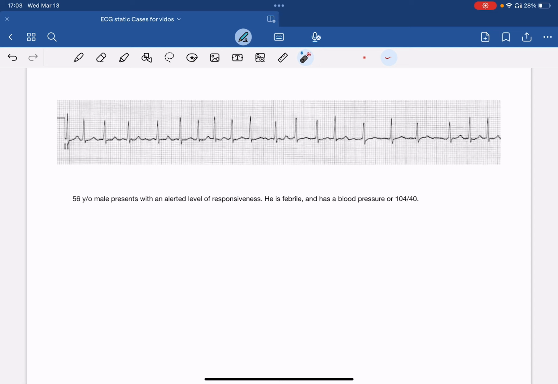Now, having identified the rhythm, we want to figure out what the next step is and how to manage this. Based off of this case, we identified that the patient is altered, which is a sign of inappropriate end organ perfusion. And if we look at this blood pressure, the systolic seems to be all right, but the diastolic is quite low. A lot of times when you have a low diastolic pressure, you should be concerned about some distributive shock process. And the first, second, and third cause of distributive shock, especially in somebody in a febrile state, is going to be sepsis.